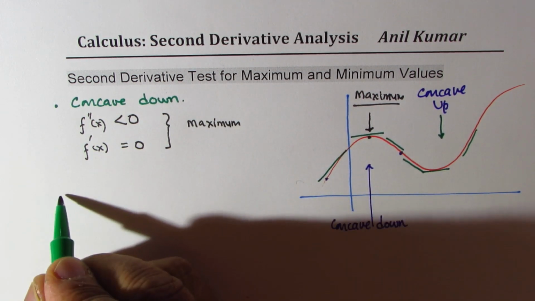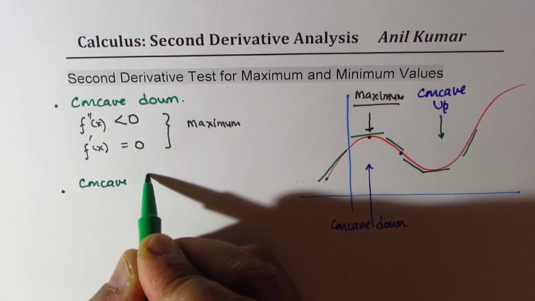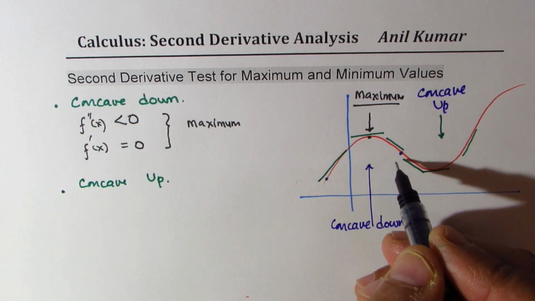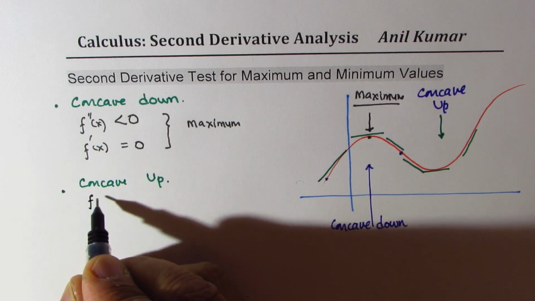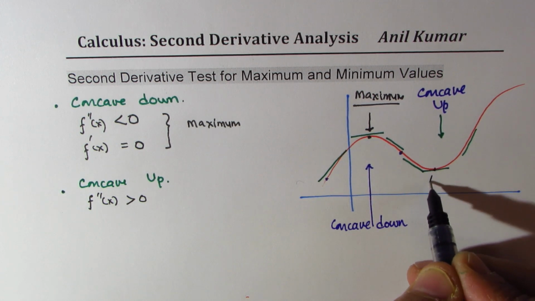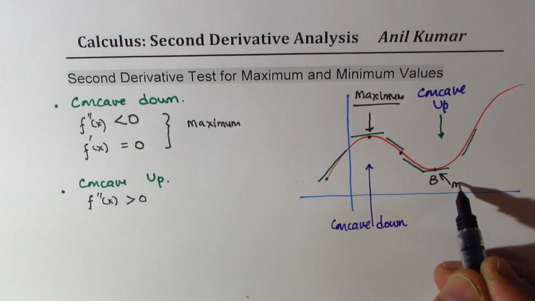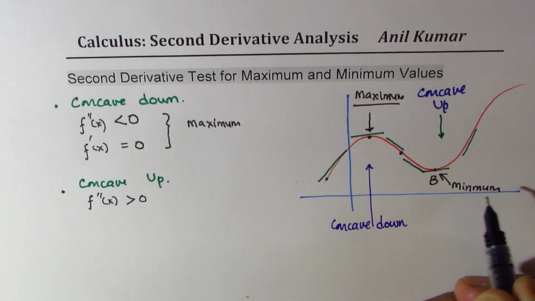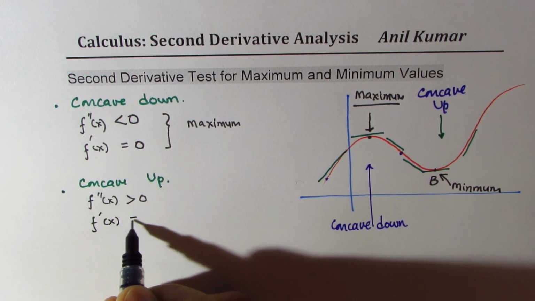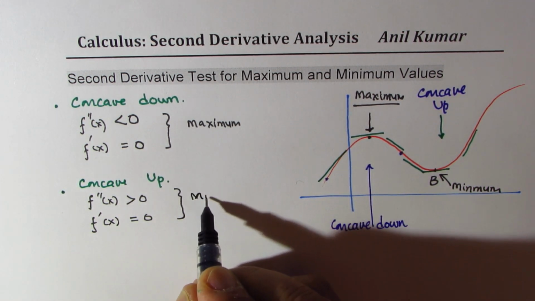Perfect. Now let's look into the other part of the graph, which is concave up. Now in this part of the graph, since the tangent slope is going from negative to 0 to positive, we know that the second derivative is greater than 0. But somewhere in between, let's call this point B, we have a minimum value. Slope of tangent is 0, right? So at this point, the derivative of the function is 0. That is also a critical point. So this combination gives you minimum.